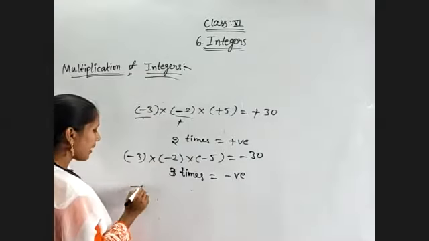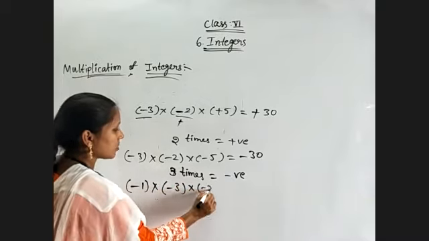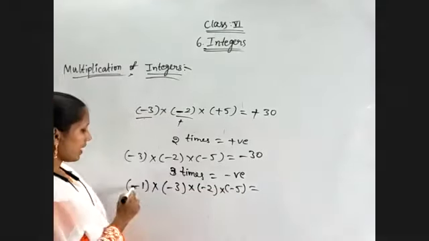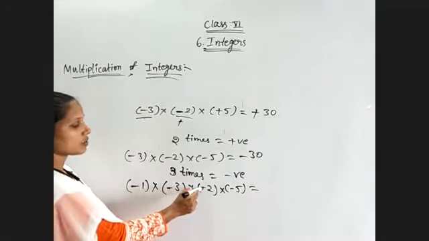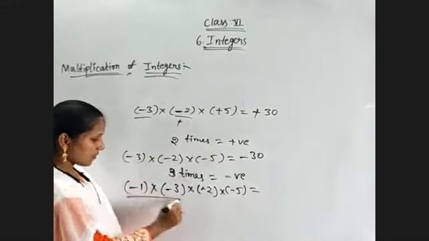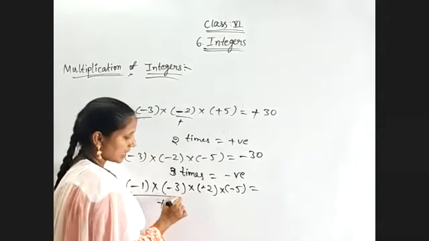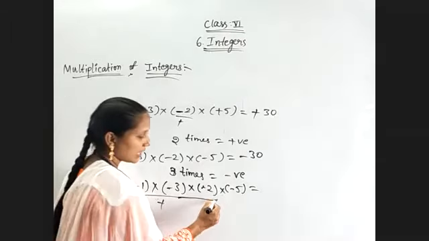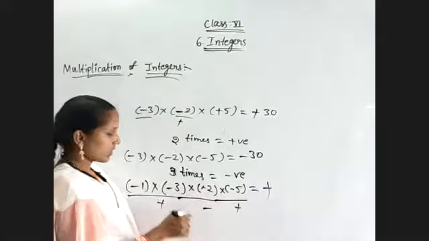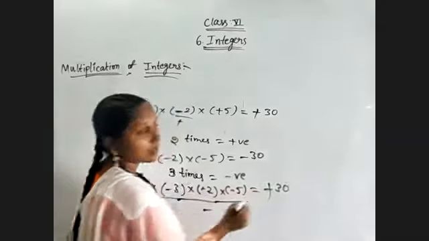If I am having 4 times negative integers, minus into minus is plus, plus into minus is minus, minus into minus is plus. Observe, till here we will get plus, then plus into minus is minus, and again minus into minus is plus. Finally we are getting positive. So 1 3s are 3, 3 2s are 6, 6 5s are 30, plus 30 result.